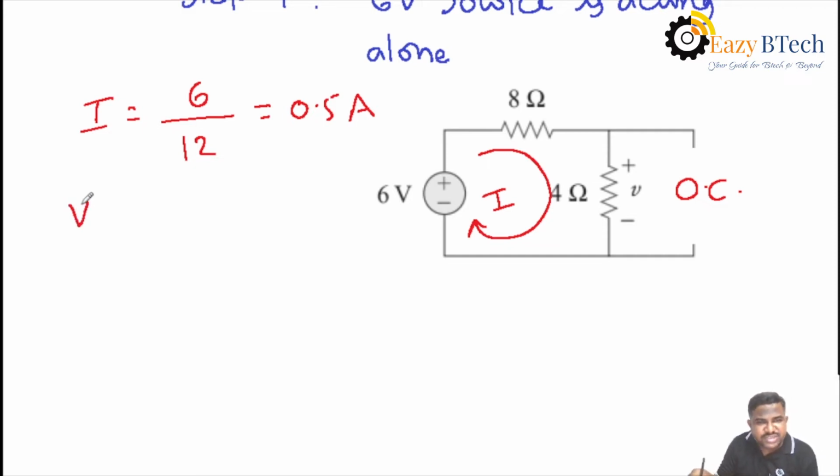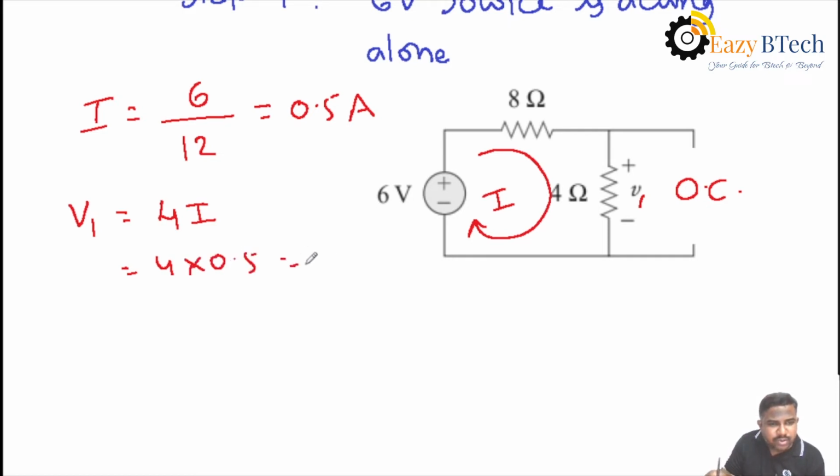After finding the current value, we have to find the voltage here. This is the first step. We consider the voltage across the 4 ohms as V1. According to Ohm's law, V equals I into R, so V1 equals 4 into I, that is 4 into 0.5, which is 2 volts. This is the first case value. That is, we have found V1 by taking only a single source, the 6 volt voltage source.